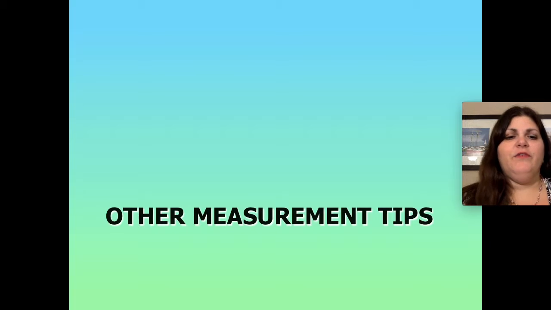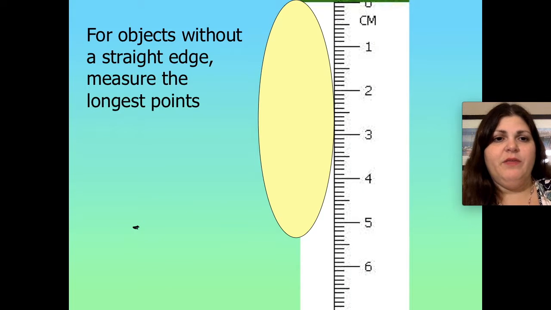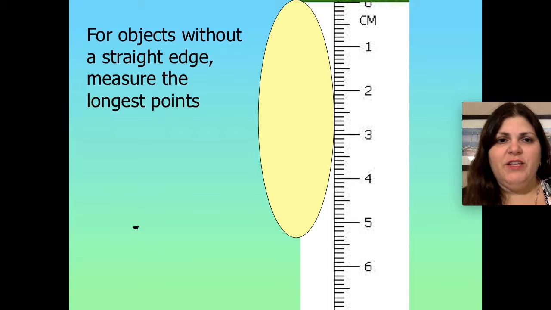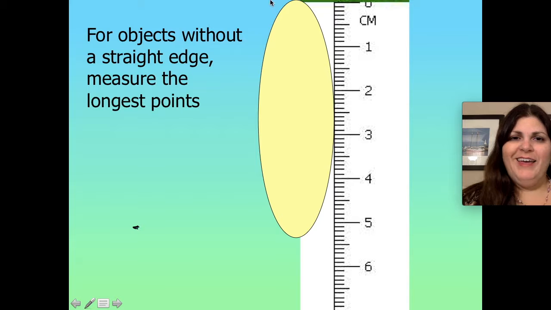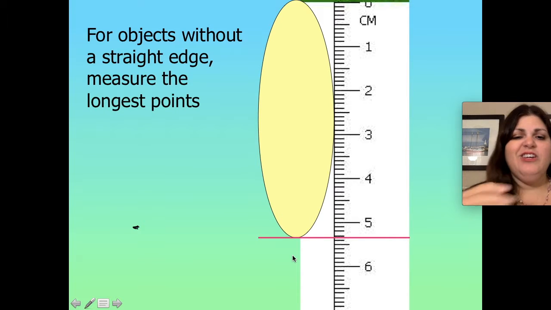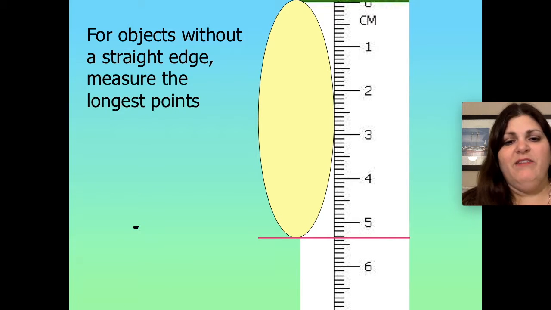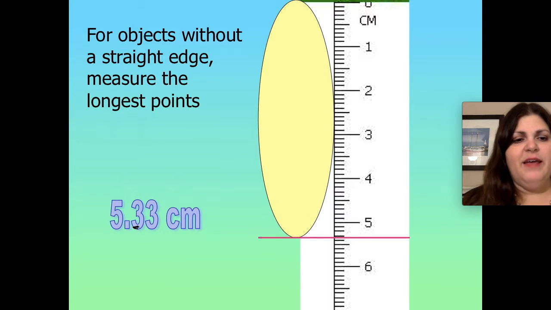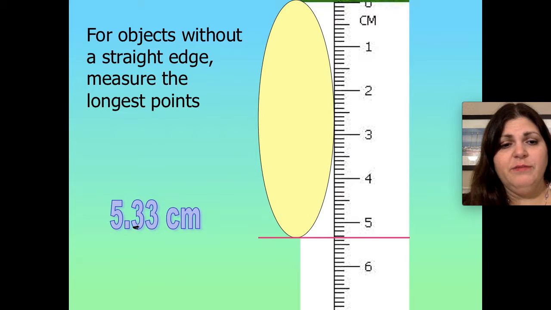Real quickly, let's talk a few other measurement tips before we move on. First one is when you're measuring length of an object that doesn't have a straight edge, we always want to go to the longest point. So in this case, we would line our oval right up at 0 on one side to the very tip, and on the other side we would use some sort of a straight edge to go over to our measurement tool to kind of estimate that. In this case, based on that pink line, I know that it's past the 5.3 mark, but not quite to the 5.4 mark. So I'm going to estimate 5.33 centimeters.